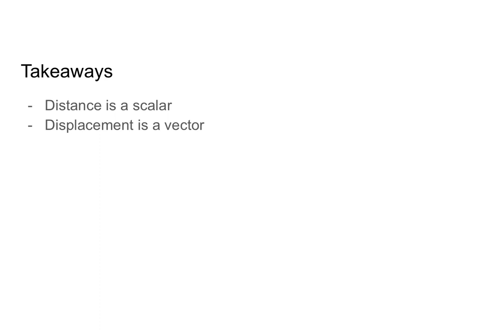So let's go ahead and talk about takeaways. First of all, we know that distance is a scalar and displacement is a vector. And so what that means is that when we are figuring out distances, we're going to do scalar addition, aka 2 plus 2 equals 4, 6 plus 6 equals 12, and so on and so forth. Displacement, on the other hand, is a vector, and so we're going to have to do all of our vector addition rules. So now you see why we did all that vector review.